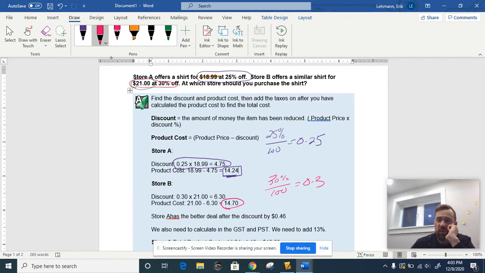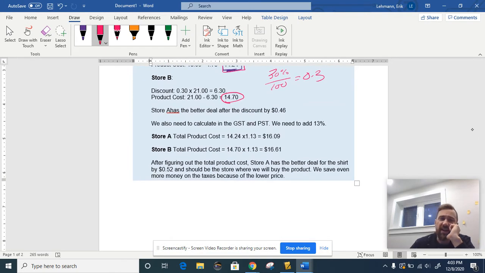Now, a couple of you are thinking, is it really a better deal? It's got to be the same shirt, right? It says it's a similar shirt. It may not be the same shirt. So you now know that the prices are very, very close. You will save yourself about 50 cents by going to store A, but you need to decide whether or not store A has the shirt that you want.